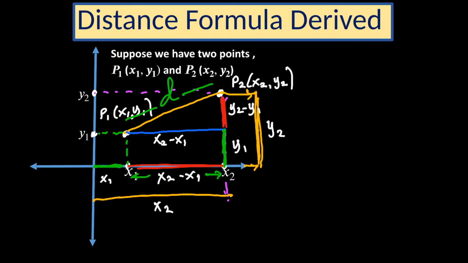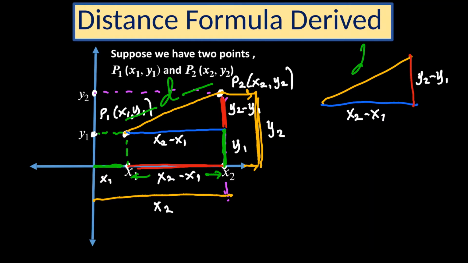And so if we transfer that triangle here, this is the D, and we have the triangle. So this is our y sub 2 minus y sub 1, this is our x sub 2 minus x sub 1, and this is our D. And since we have a right triangle, to solve for D, we simply use the Pythagorean theorem. So we have c squared equals a squared plus b squared.